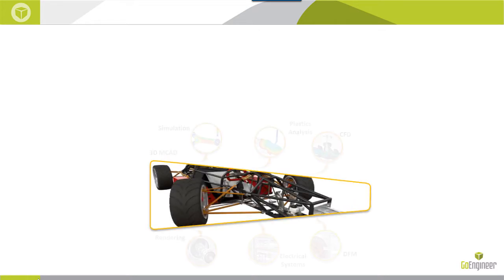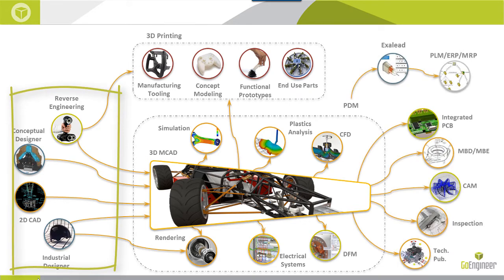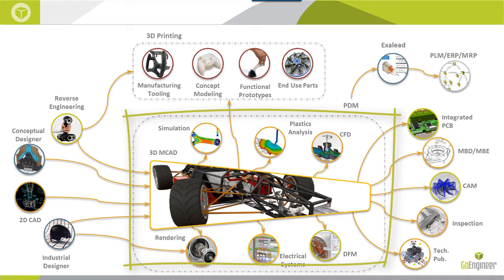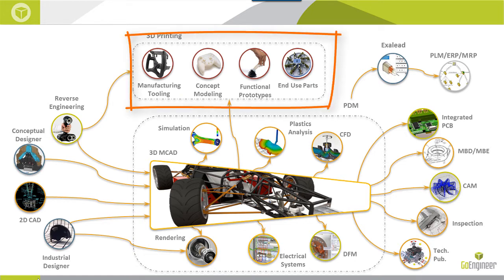GoEngineer is keenly focused on helping our customers effectively navigate the product development process. It's really what we live for. Our tools and processes start early with conceptualization and reverse engineering. We spend a lot of time in the design cycle with mechanical and electrical CAD, simulation and analysis before moving into product realization. We have a lot of fun working with our great technologies in additive manufacturing and 3D printing. Those you can see up at the top of the screen.